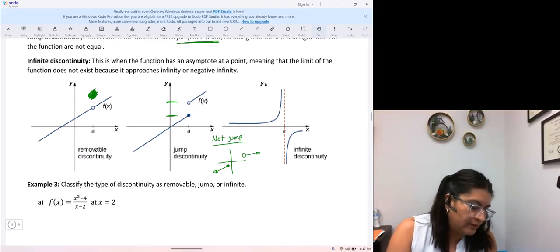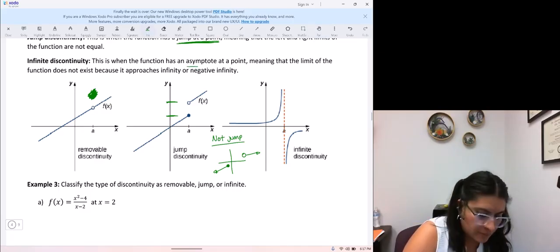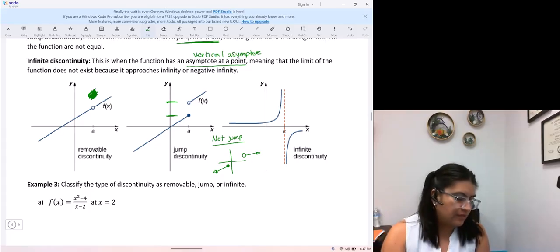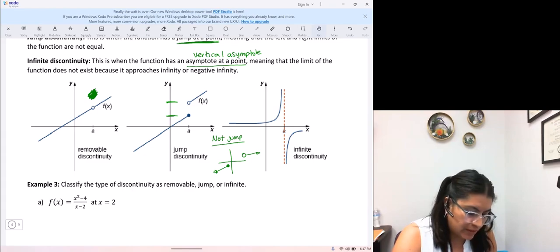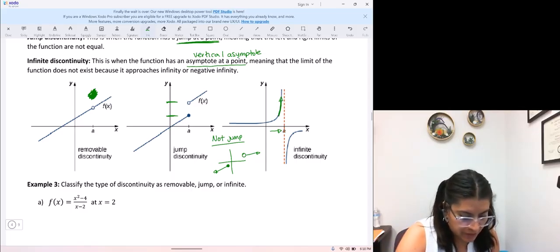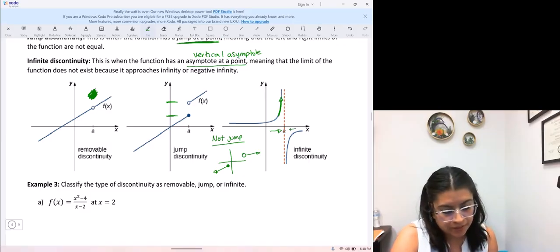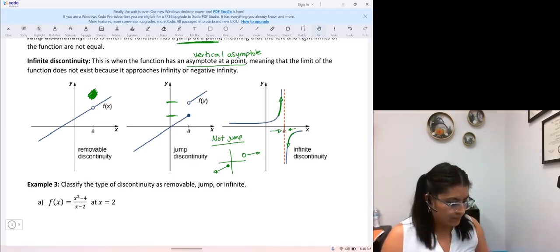And then infinite discontinuity. This is when the function has an asymptote at a point. So we have a vertical asymptote, meaning that the limit of the function does not exist because it approaches infinity or negative infinity. As we approach a from the left side, the graph is approaching infinity. As we approach a from the right side, the graph is approaching negative infinity. Remember, the moment the limit is infinity or negative infinity, we have a vertical asymptote.